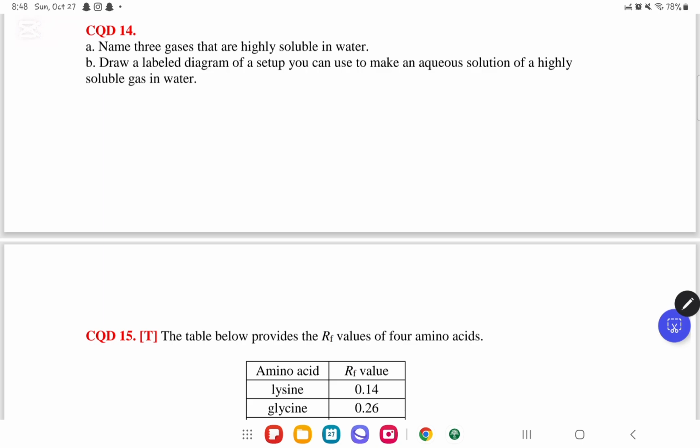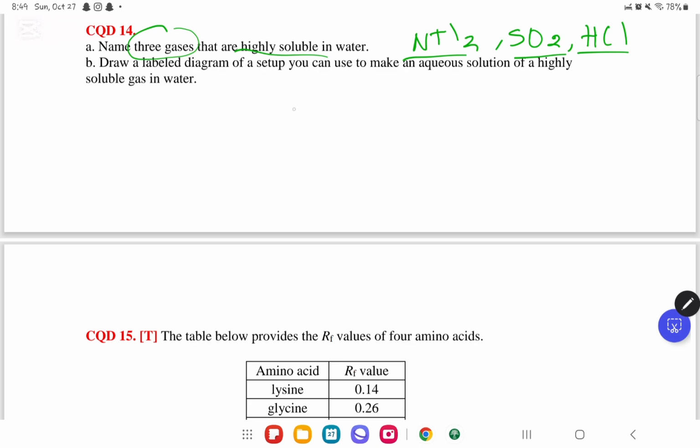Three gases that are highly soluble in water are ammonia, NH3, sulfur dioxide, SO2, and hydrochloric acid, HCl. Me, myself, I didn't know, so I had to search them up. For now, memorize these three. So NH3, SO2, and HCl. If you want to search it up, search three gases that are highly soluble in water. Now they want us to draw a labeled diagram of a setup we can use to make an aqueous solution of a highly soluble gas.